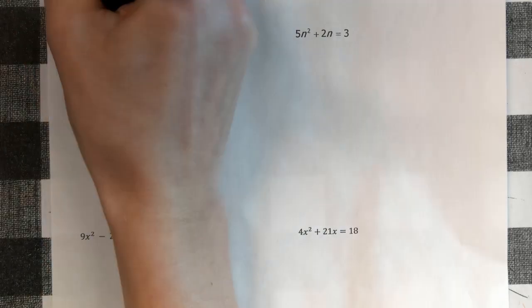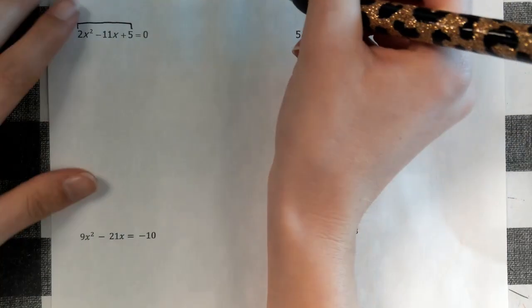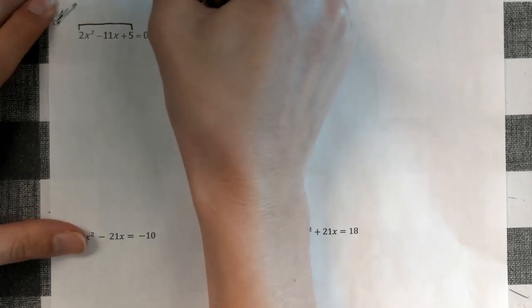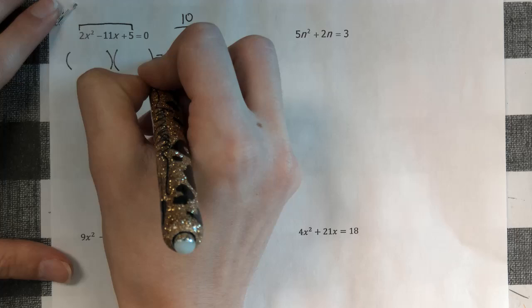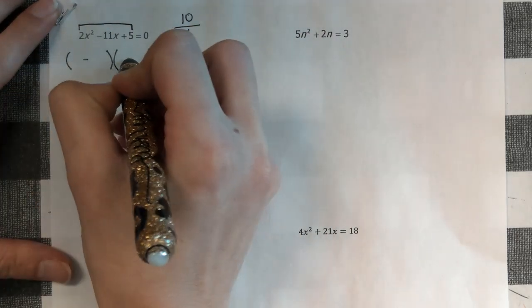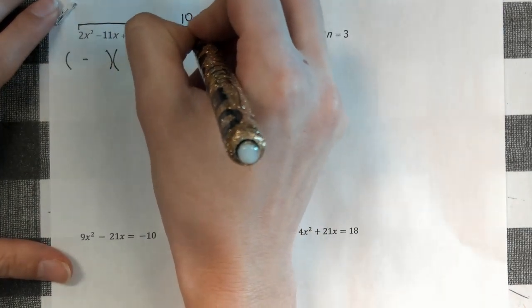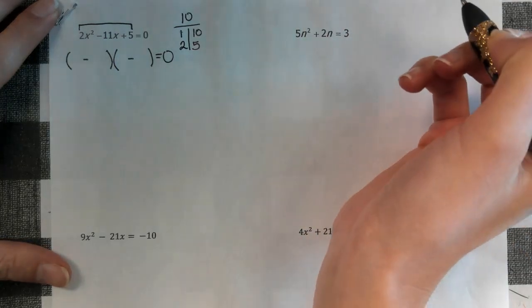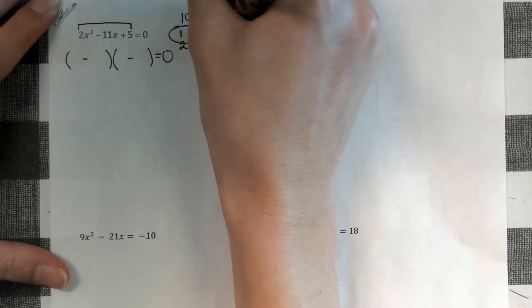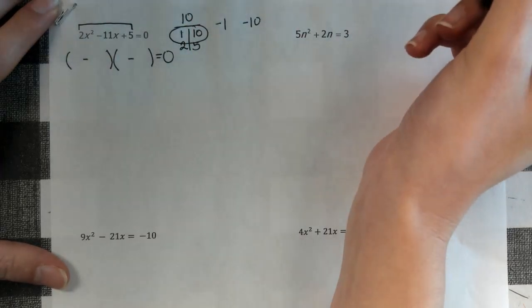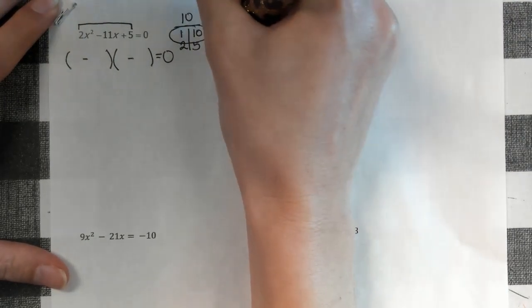Okay, so 2x squared minus 11x plus 5 equals 0. Do I have a GCF? No. So what do I do? First times last. 2 times 5 gives me 10. Okay, what do I know about my signs? They're the same, they're both negative. So my factors of 10, 1 and 10, 2 and 5. What's going to give me 11? 1 and 10. Okay, so I've got a negative 1 and a negative 10. And what do I do with those? Divide by 2.